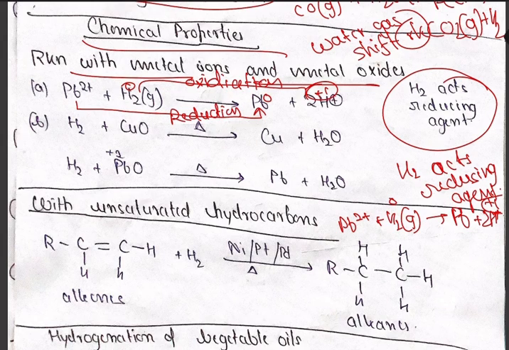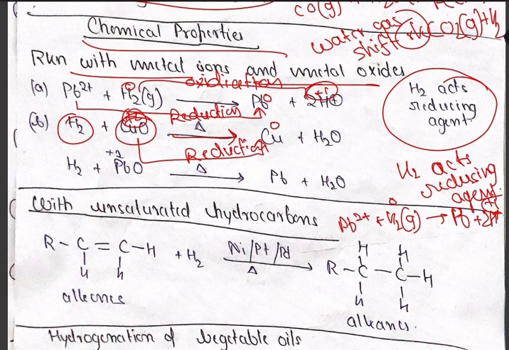In this reaction, dihydrogen plus copper oxide, and we heat. Here copper oxide is in the +2 oxidation state, and here it is in the 0 oxidation state. Here copper undergoes reduction. In the next reaction, dihydrogen reacts with PbO, and when we heat, lead and water are formed.